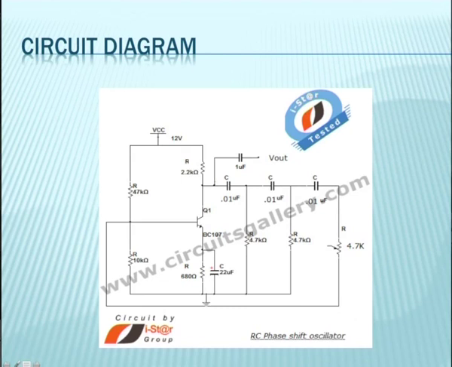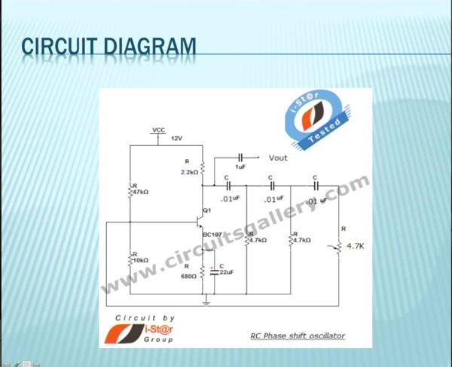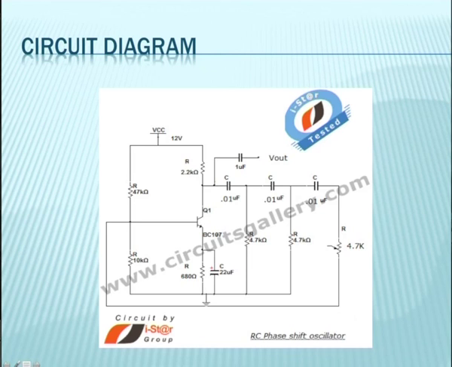This is the circuit diagram of the phase shift oscillator. This circuit diagram consists of 3 stages of RC network, where the C value is 0.01 microfarad and the R value is 4.7 kilo ohm. So 3 resistors of 4.7 kilo ohm and 3 capacitors of 0.1 microfarad are used to construct this phase shift oscillator. Then the tank circuit is connected in the emitter terminal of the BC107.